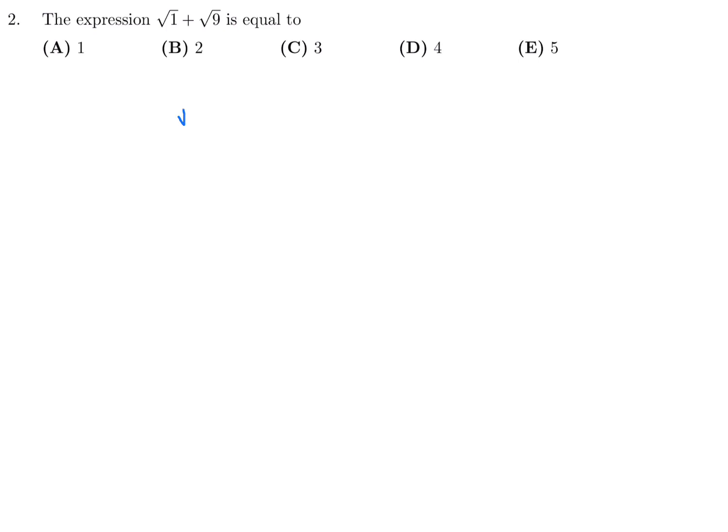The expression square root of 1 plus the square root of 9 is equal to, square root of 1 is 1, the square root of 9 is 3, 1 plus 3 is 4. Number 2, the answer is D.